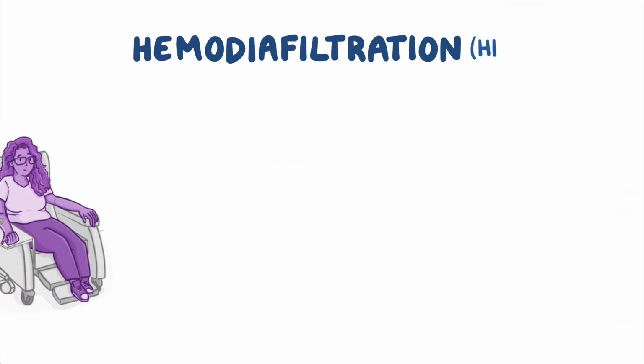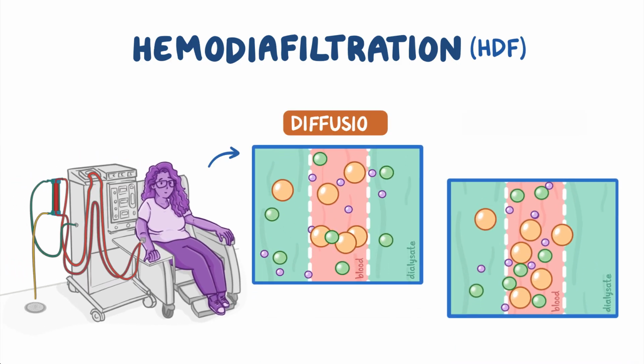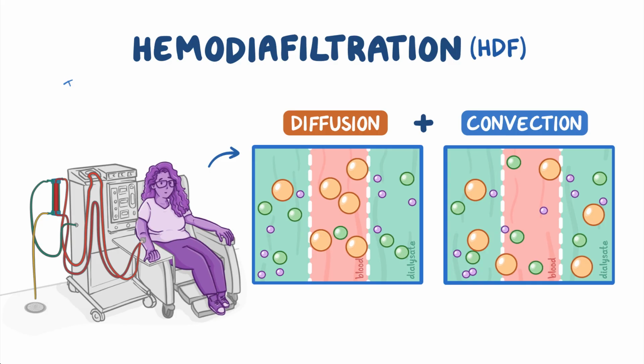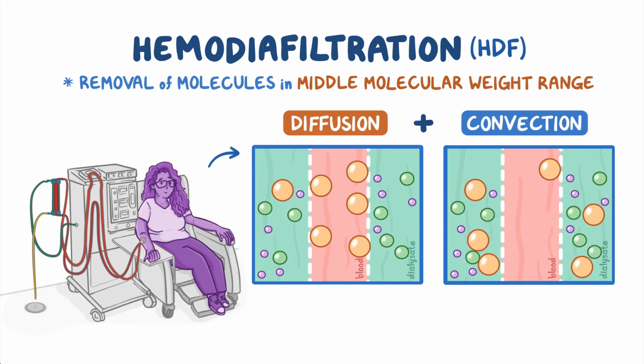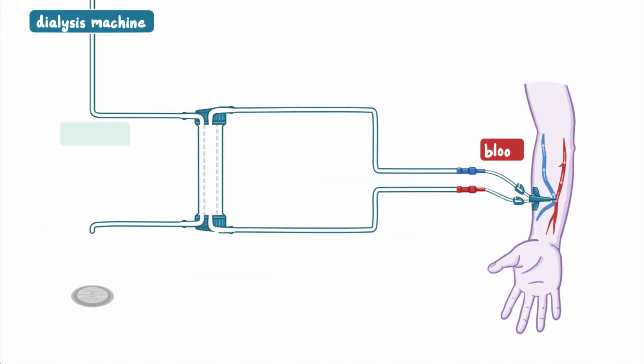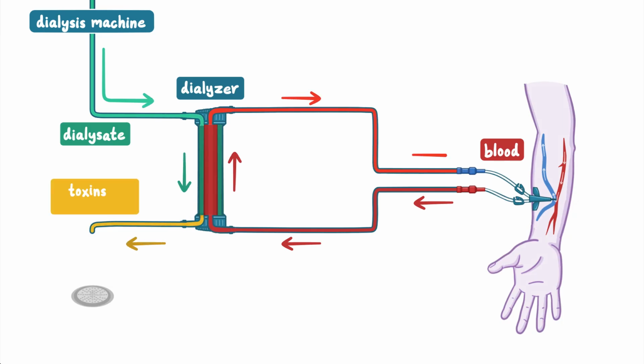Hemodiafiltration, or HDF, is a renal replacement modality that combines diffusion and convection to improve removal of molecules in the middle molecular weight range versus hemodialysis. Like hemodialysis, blood and dialysate flow in opposite directions in the dialyzer, cleaning the blood of toxins and excess fluid.